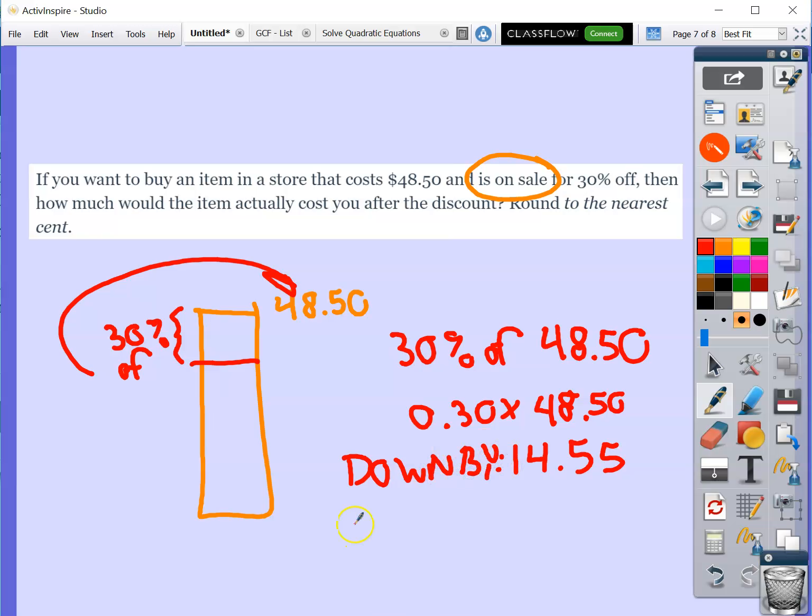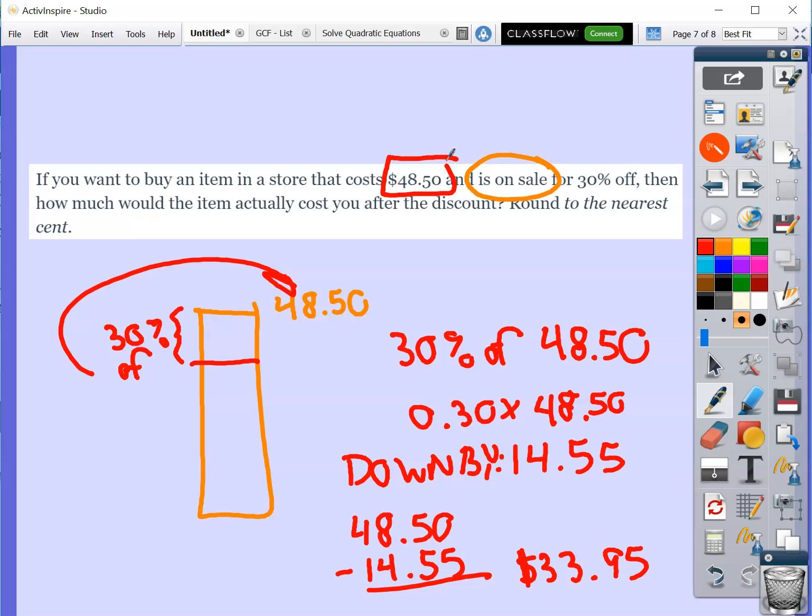So now we've got to take 48.50 and subtract 14.55. Okay, and I could probably do that in my head, but just to make sure I do it right, I'm going to go to my calculator. When I'm in a hurry, there's a good chance I'm going to make a mistake. 33.95. Okay, so the original price was 48.50, but now it's on sale for 14.55 off of that, so $33.95.